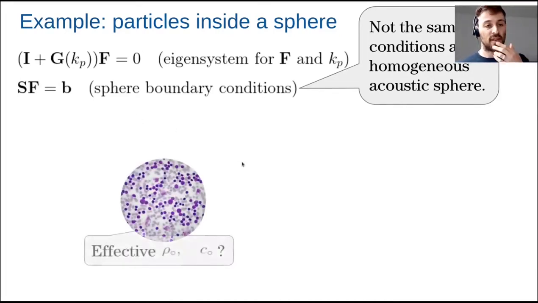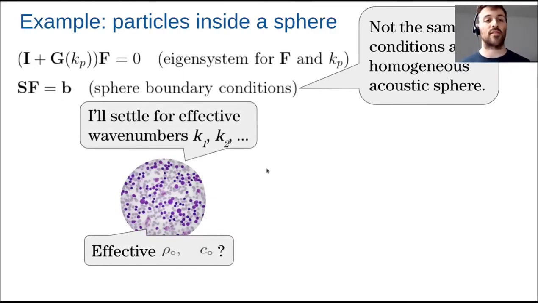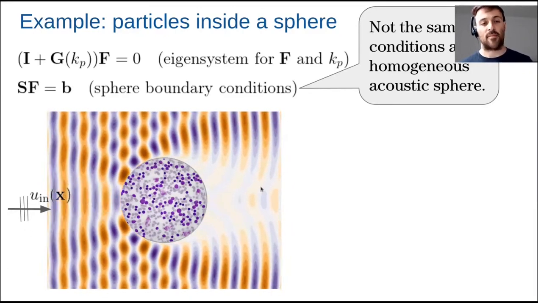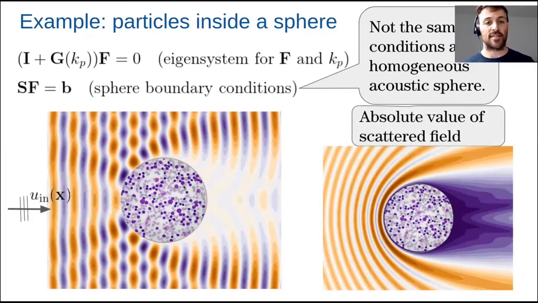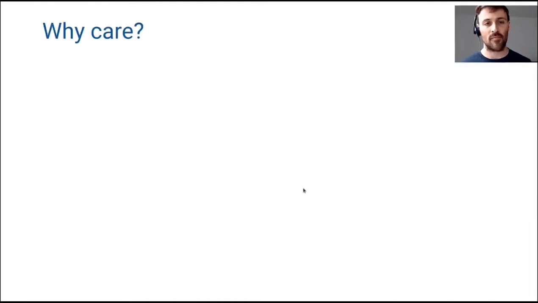So here it is, our sphere. It asks, do I have effective properties? I'm afraid you don't, but you do have effective wave numbers, which are valid for every geometry. This is what the solution looks like for one frequency omega, and this is the absolute value of that scattered field. If we were to compare that with the absolute scattered field from a homogeneous sphere with the effective properties rho and c, these were calculated in the best method possible, you can see that they're clearly different, and that's the key point there.